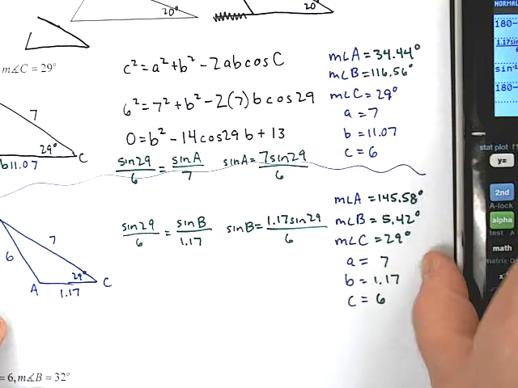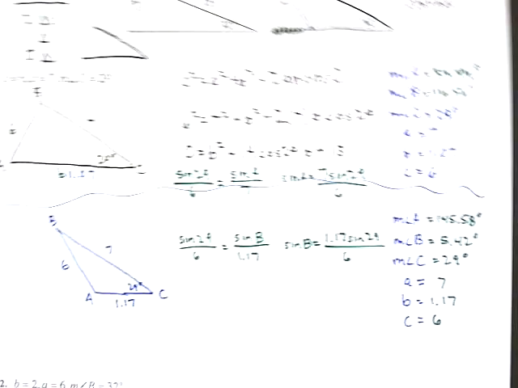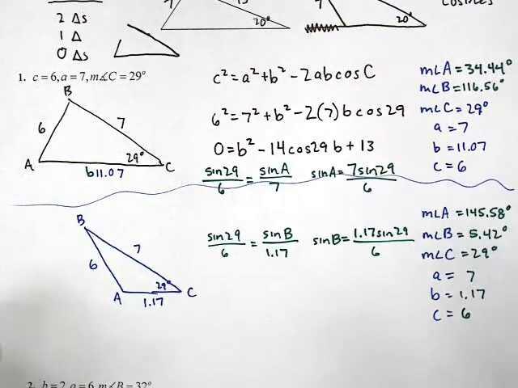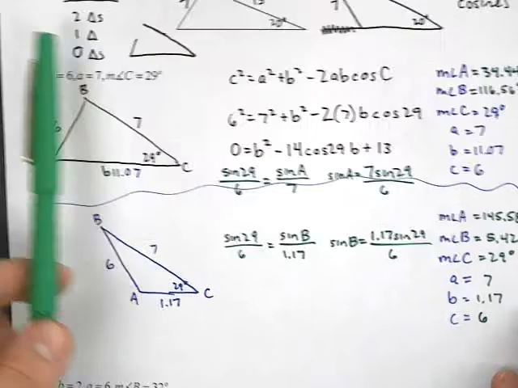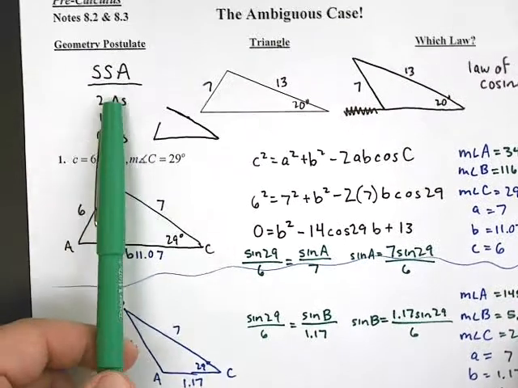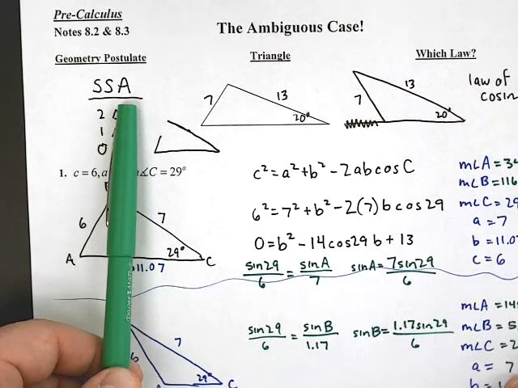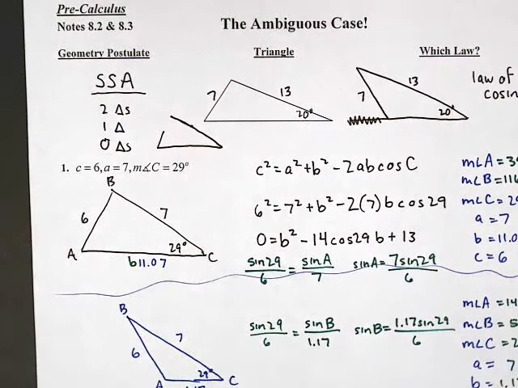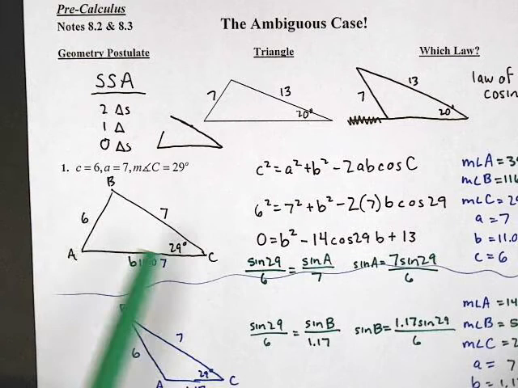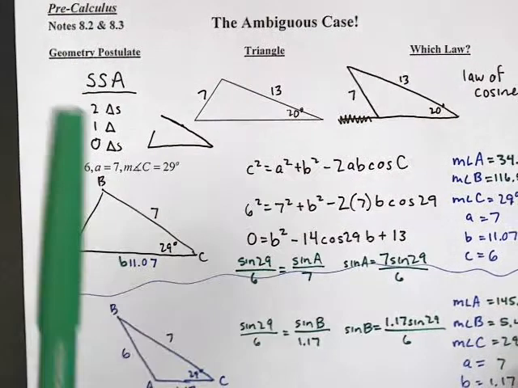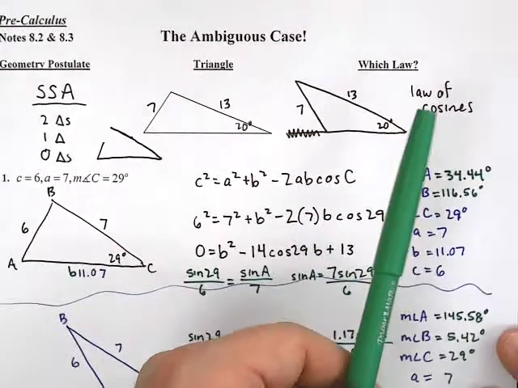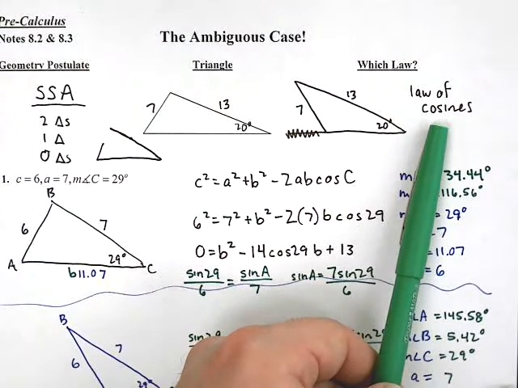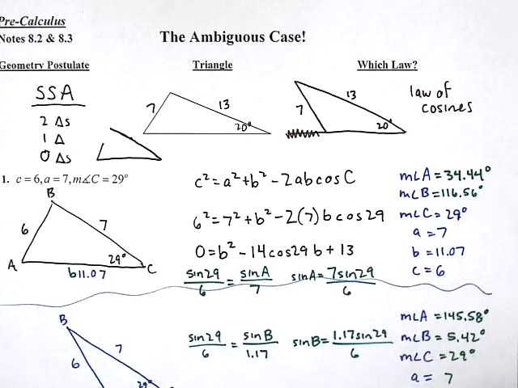So again, the idea here, you've got to remember that when you're given a situation with side-side-angle, there could be multiple triangles. So you cannot just go right to the law of sines. If you have side-side-angle, you go to law of cosines. It's the only time when you have an angle-side pairing that I want you to use law of cosines.